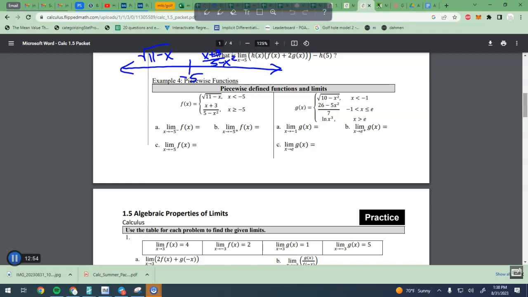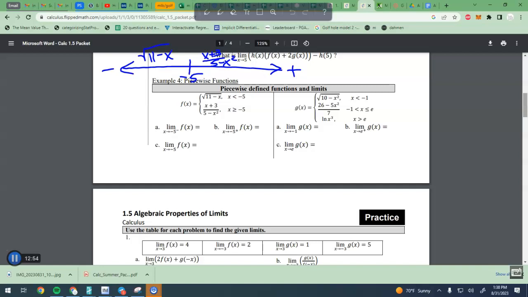And they're asking us for the limit from the left. So remember, the left is over here, right is positive. From the left, from the right. So they're basically saying check the left, check the right. If they're the same, that's your answer. If they're not the same, what's your answer?